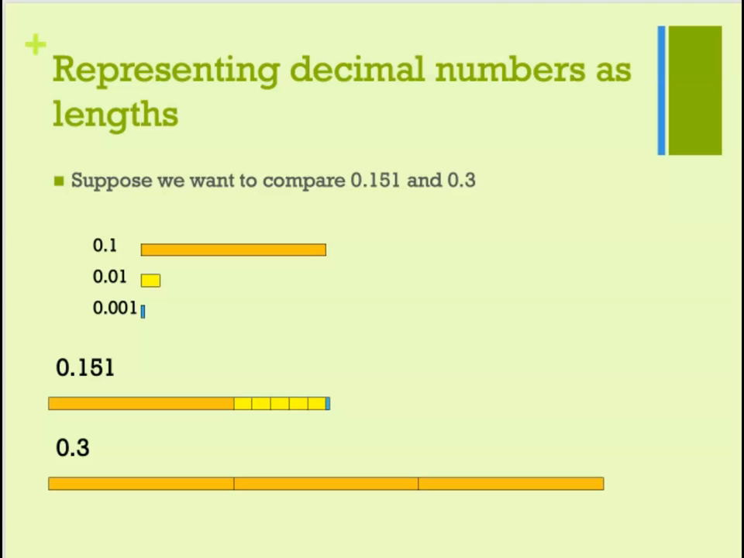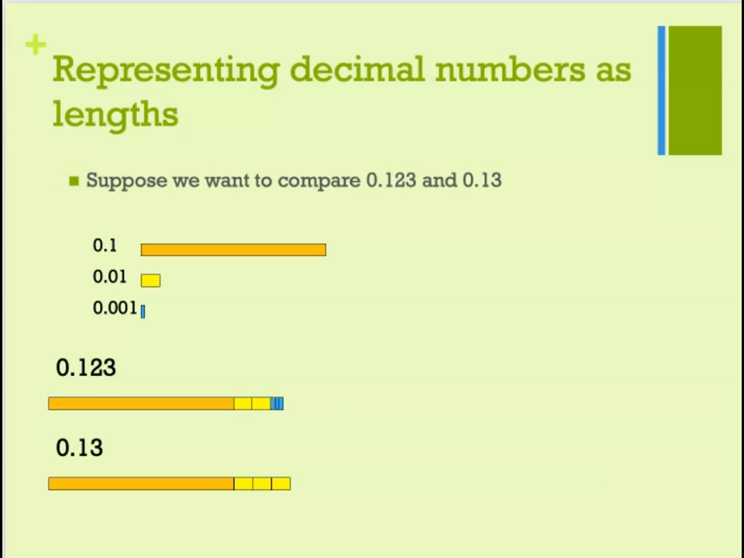So we're going to use the same color coordination that we did before. Tenths will be orange, hundredths will be yellow, thousandths will be blue. So if I use an orange rectangle to show 1/10 in the 151 thousandths, and 5 yellow rectangles to represent the hundredths, and 1 blue to represent the thousandths, and then for 3/10ths, I just use 3 orange rectangles, you can see that 3/10ths must be larger than 151 thousandths since it's longer. So this is using lengths.